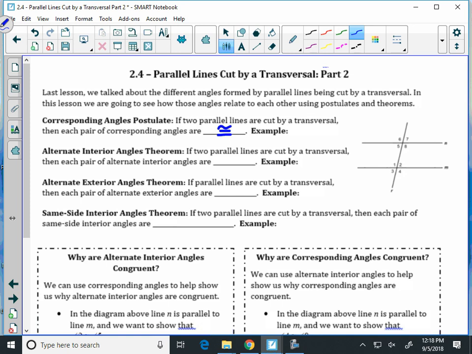So who can give me an example in this diagram? We talked about these yesterday. We know N and M are parallel from yesterday. I know these are parallel, so I'll put my arrows on them. Who can give me a pair of corresponding angles? 7 and 2. They're both sitting in that upper right corner. 7 and 2 are corresponding angles. That means 7 and 2 are congruent.